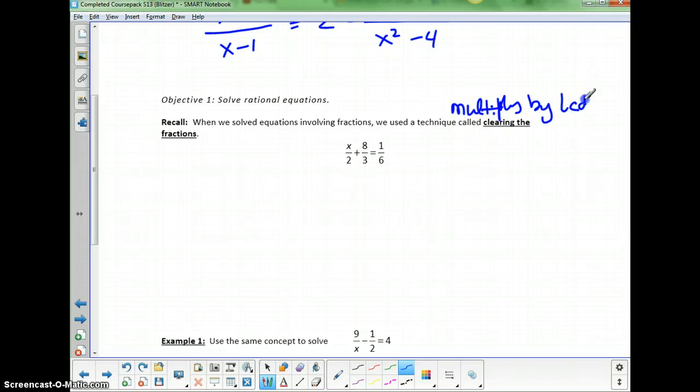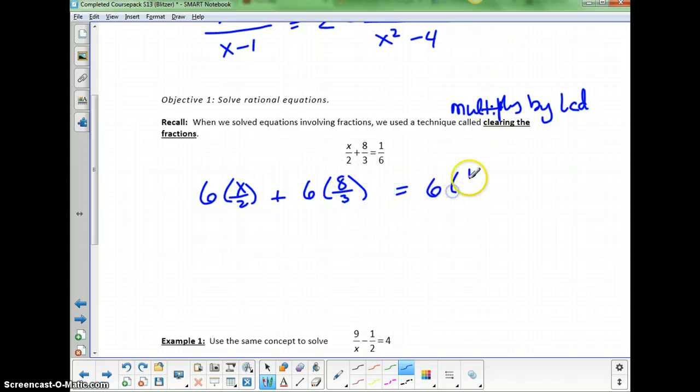Multiply by the LCD. So the LCD in this set of fractions right here is 6. So we're going to multiply everything by 6. Remember that this might look like 6 times x minus 2 plus 6 times 8/3 equals 6 times 1/6. So what we're doing is multiplying everything by 6, making sure that our 6 gets distributed to every single piece.